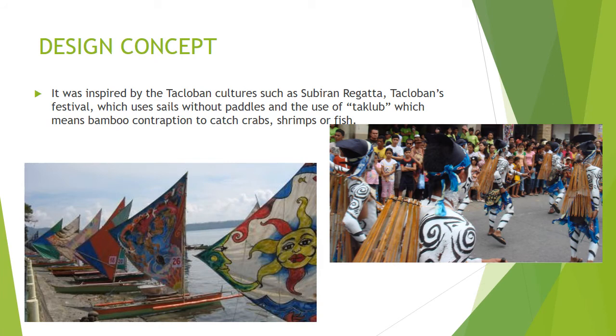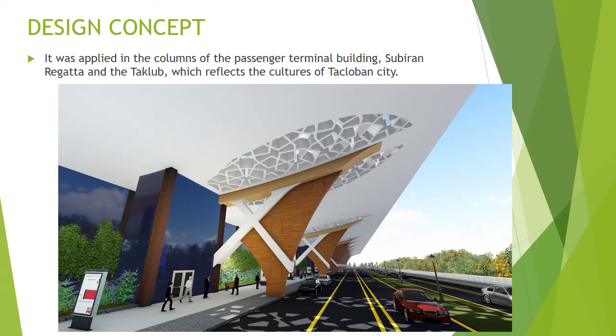The passenger terminal building was inspired by the Tacloban festivals such as Subiran Regatta, a sail festival which uses sails without paddles, and Taclob, a bamboo contraption used to catch seafood in the festival. The concepts were applied in the exterior columns of the passenger terminal building, a sail with a touch of bamboo material.